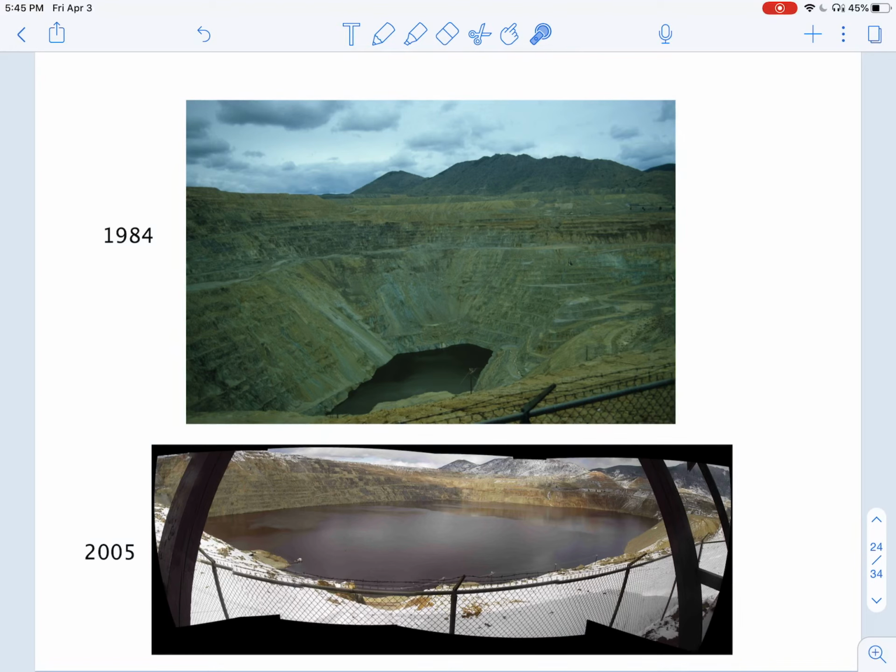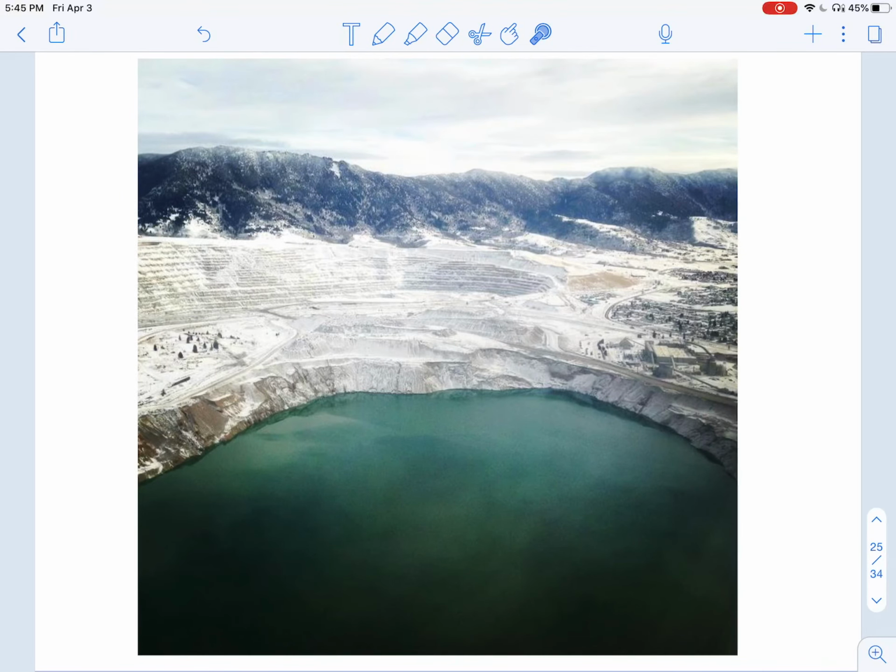And I got some other pics as I was curious. This is 1984, I think maybe a year or two after they closed it. It already started to be filling up with water. And now this is in 2005. You can see it almost completely filled to the top with water. And it's acidic, full of dissolved toxic metals. And this is a beautiful photo I found of it. But again, you can see how full it is next to the city of Butte.